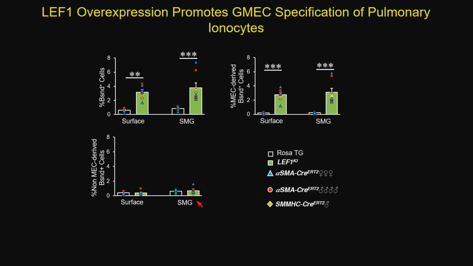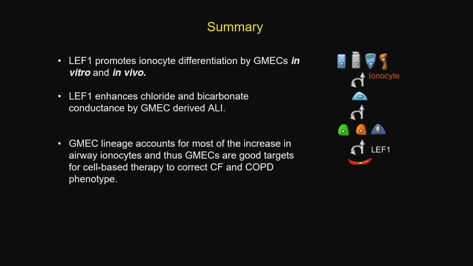They are the same. All right, so far I have shown that LIF1 promotes ionocyte differentiation by glandular myoepithelial cells, both in vitro and in vivo, and this was associated with an enhanced CFTR-dependent short-circuit current in ALI cultures. Also, the GMAC lineage accounts for most of the increase in airway ionocytes after LIF1 overexpression, and thus I think GMACs are good targets for cell-based therapy to correct CF and COPD phenotypes.